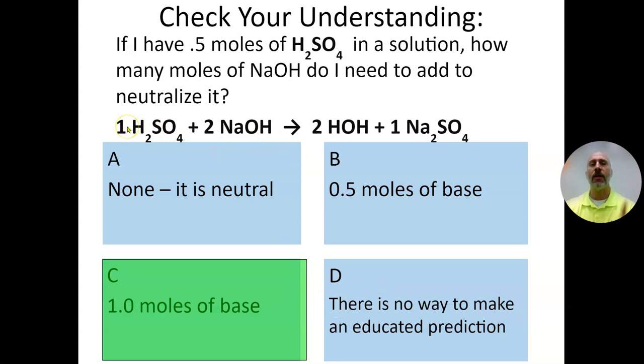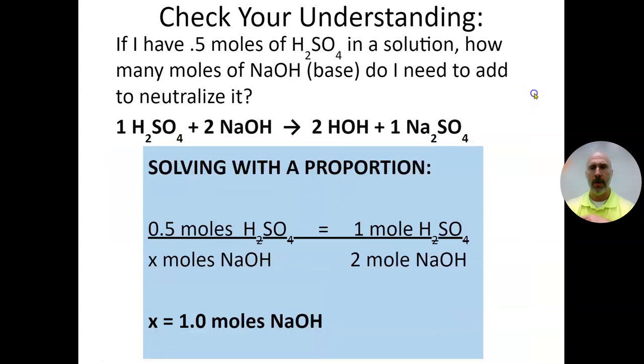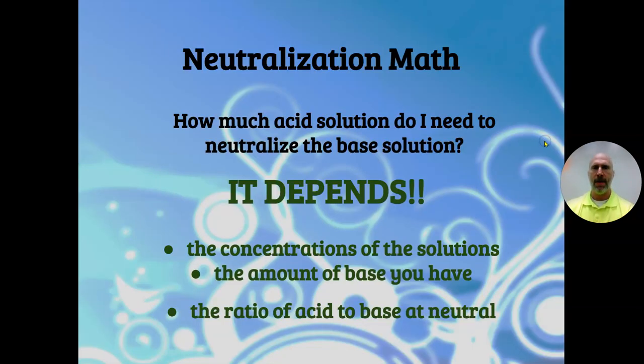Now, because it's a 1-to-2 ratio, what this is saying is, for every 1 mole of acid, I need 2 moles of base. I need twice as much base. So if I have 0.5 acid, I need twice as much base. So what's twice the amount of 0.5? 1, right? I need twice the amount. Okay, so that's kind of how these ratios work. Now you could solve this again with a proportion.